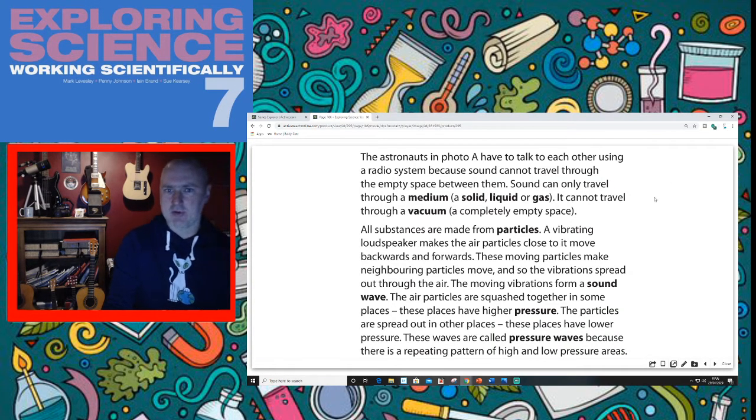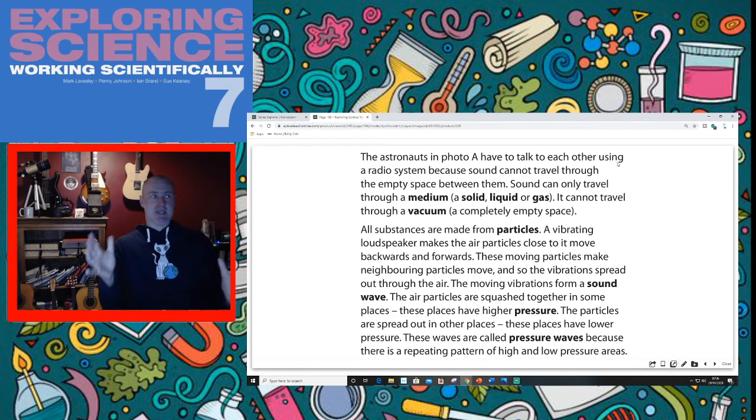If we have a look here, we're told that astronauts have to talk to each other using a radio system. Why might that be? In space, why can't astronauts just talk to each other normally, relying on sound? Well, if you think about it, inside their helmet is full of air, so sound can travel through or inside their own helmet. But once you get out of the helmet, there's no air to vibrate. There's no air to create these pressure waves, these longitudinal waves. So sound just can't travel in space. It cannot pass through a vacuum.